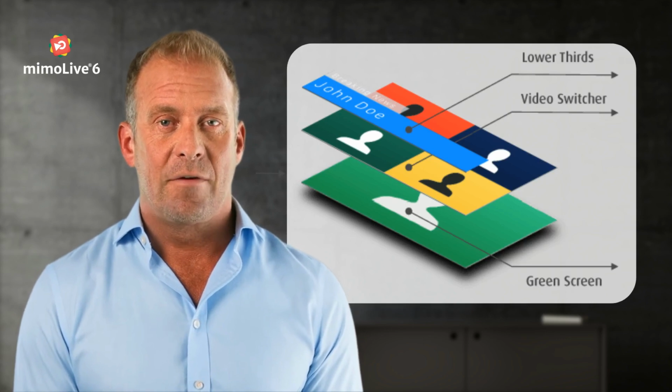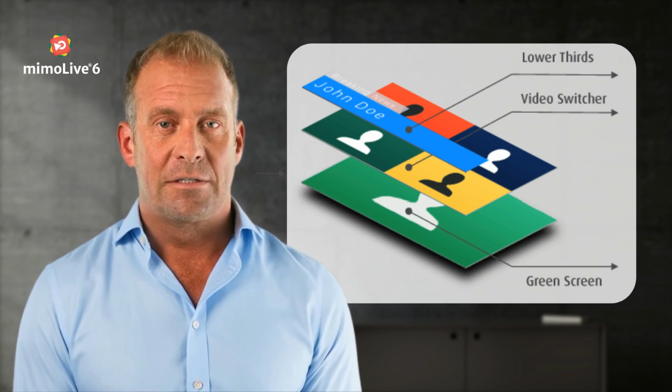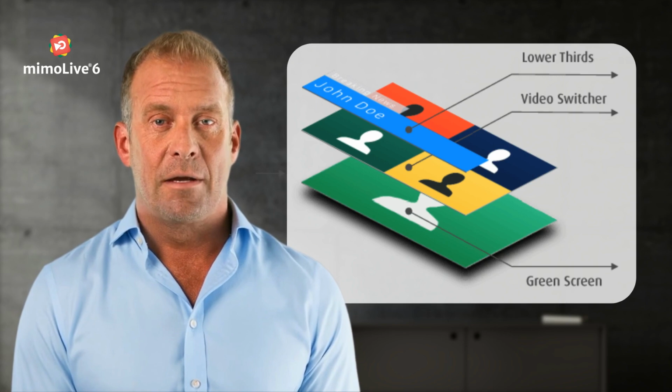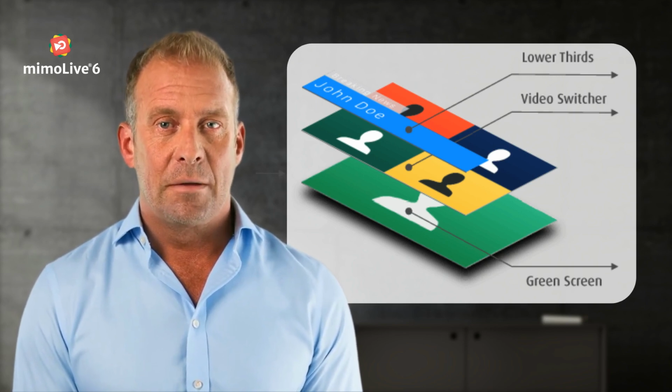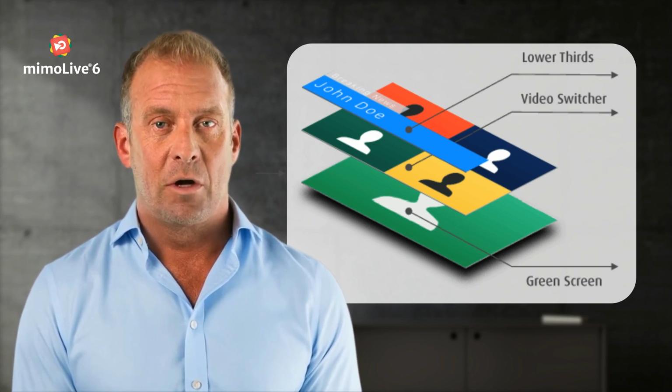Layers in mimoLive are essential for organizing and managing different elements of your broadcast. They allow you to stack content, such as text, images, video, and audio, to create a cohesive and dynamic live video. Think of layers as the building blocks of your video. By stacking and arranging these layers, you create the final output that your audience sees, known as the program output.